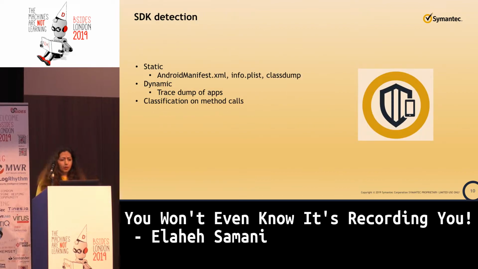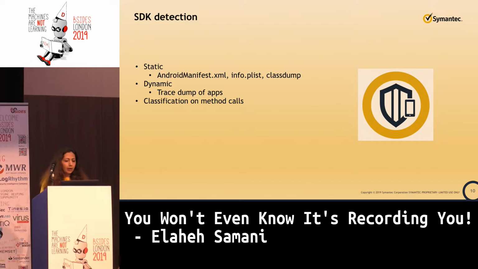So, all right, we talked about SDKs, but how do we detect them, and how do we identify SDKs inside the app? Or more importantly, how can we identify misusing apps? It's not easy to decompose an application into SDKs. You can look for static information like the Android manifest, Info.plist, or class dump, and check them against predefined signatures for analytic SDKs, popular SDKs.